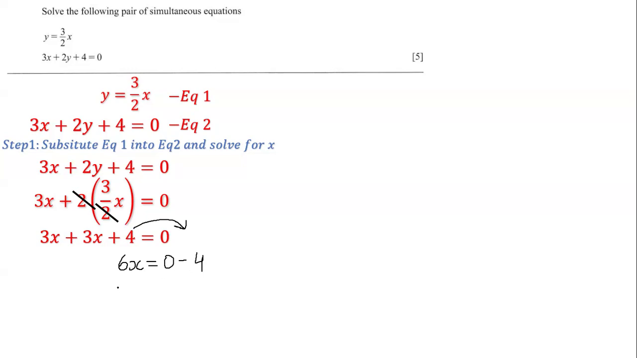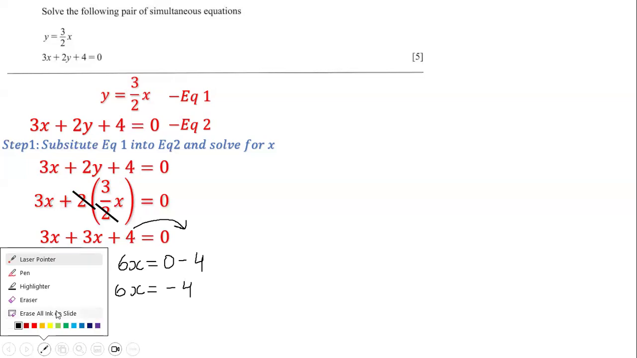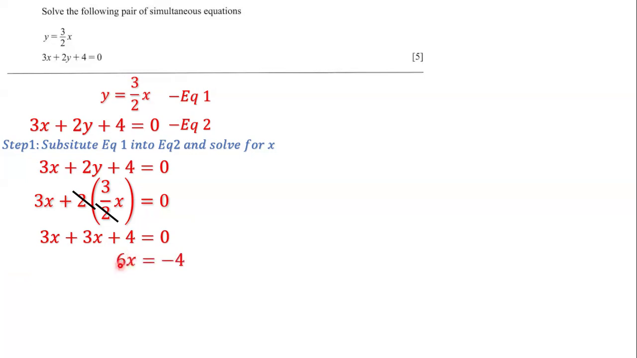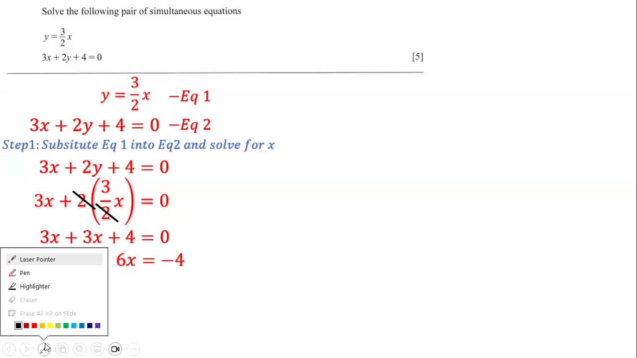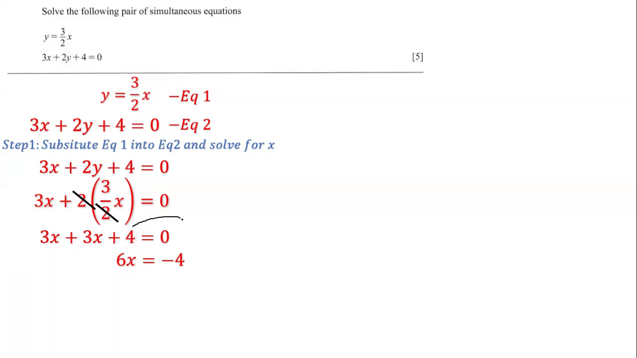But what is 0 minus 4? Well, 0 minus 4 is just minus 4. So what we actually have is just 6x is equal to negative 4. That's how we got this line right there, and I thought I should show you how we got it. Remember, we send the positive 4 over the equal sign, and we are left with negative 4, because 0 plus negative 4 is still negative 4. And so we have 6x is equal to negative 4.